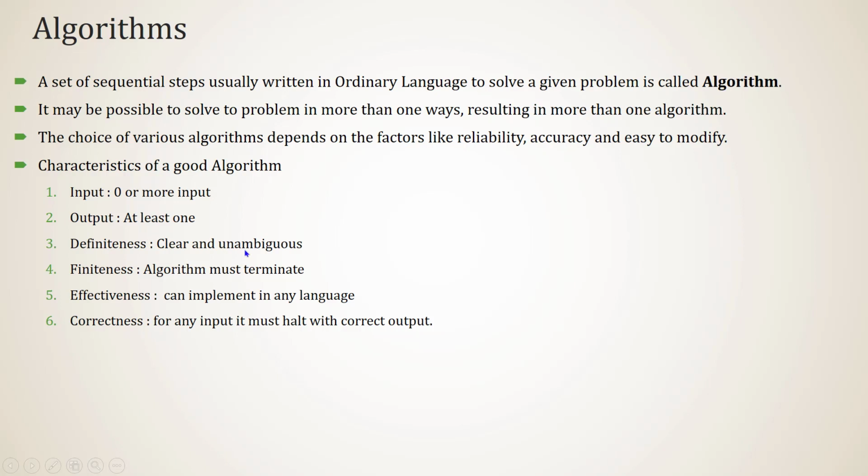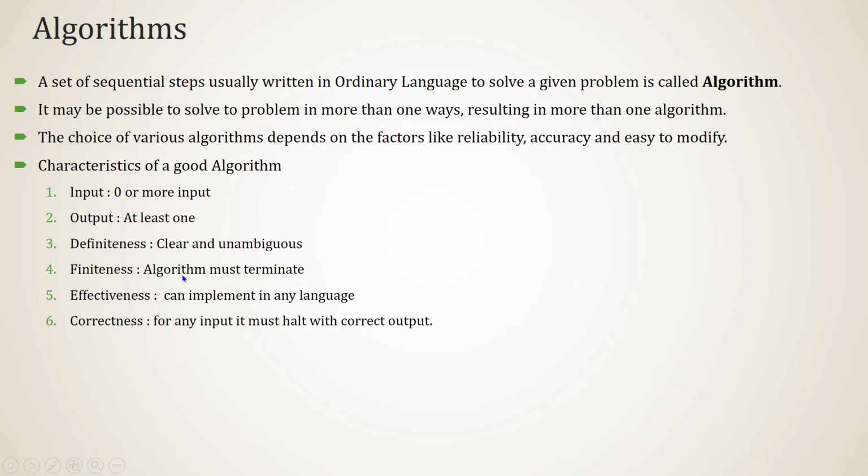Definiteness: clear and unambiguous. The algorithm must be clear and unambiguous. Unambiguous means we can't write a statement like, if a number is greater than 0 and less than 0. Never can a number be greater than 0 and less than 0. That is ambiguous, there is some confusion. In the algorithm we can't include ambiguous statements.